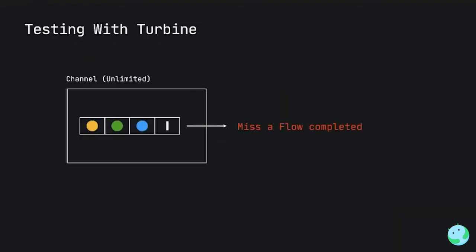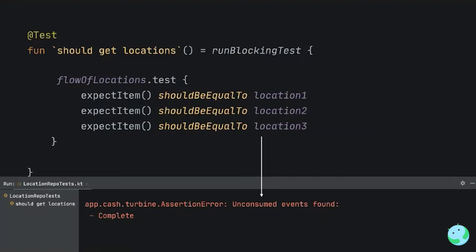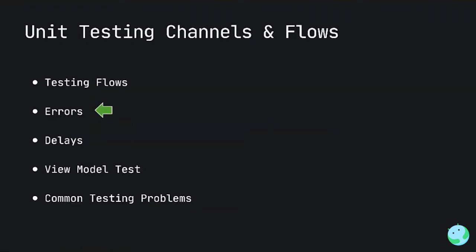So what if I forgot to verify that the flow actually completed emitting everything? It will give me an exception for that too, that there was a complete event that you didn't do a verification on, that you didn't query. So these are really nice safety nets that allow you to test the behavior of flows. So that was how you use Turbine.